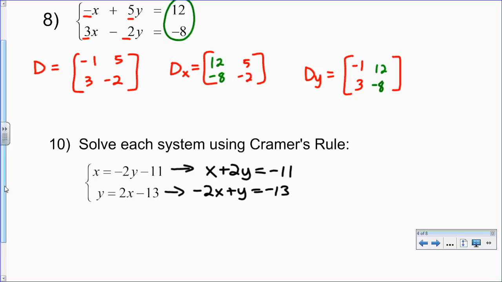So I want the D matrix. So what will that be? What will my first row of the D matrix be? 1, 2, and then -2, 1.